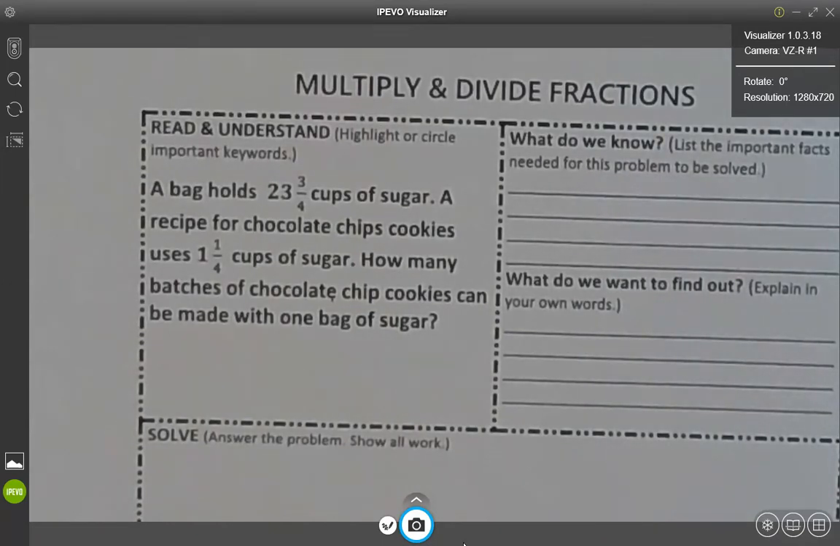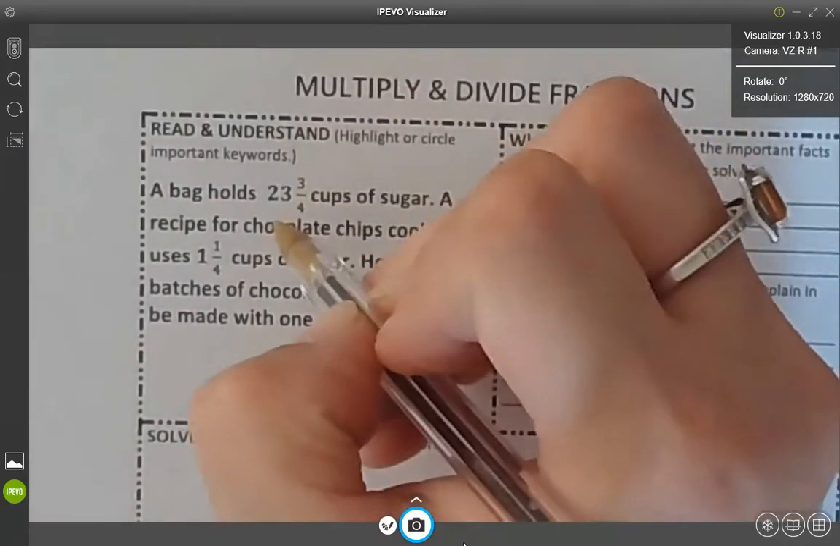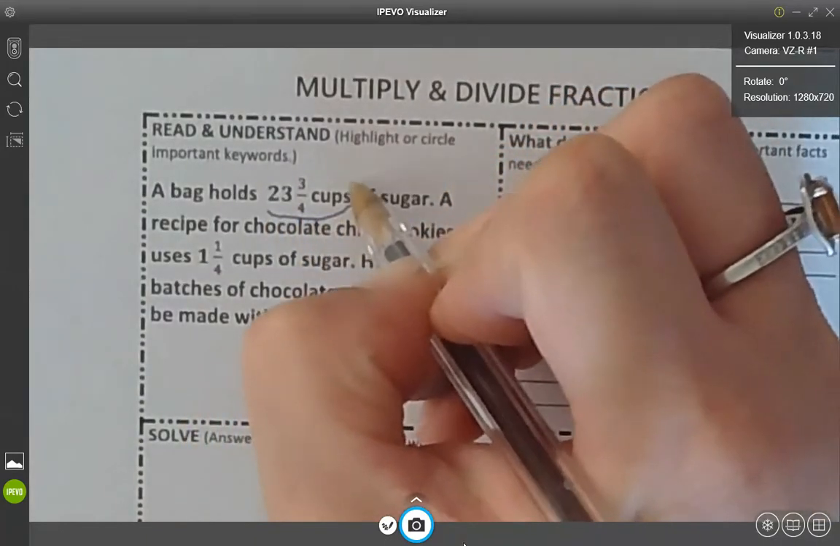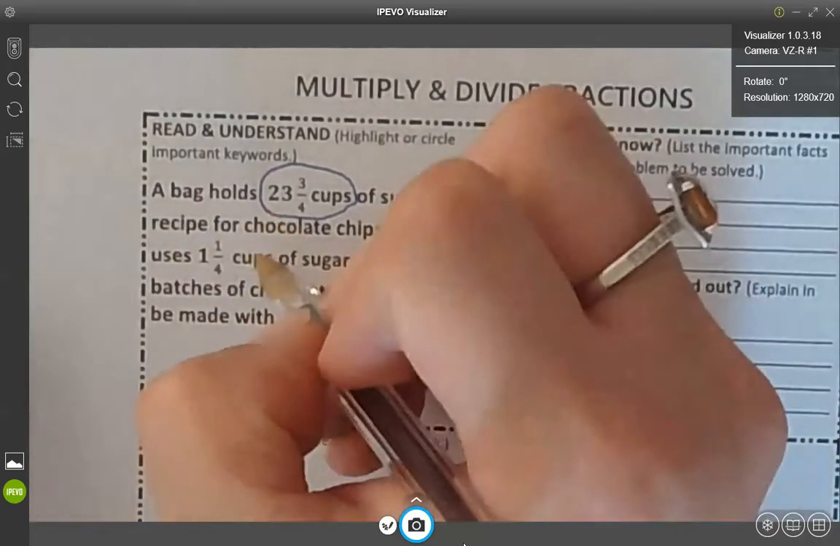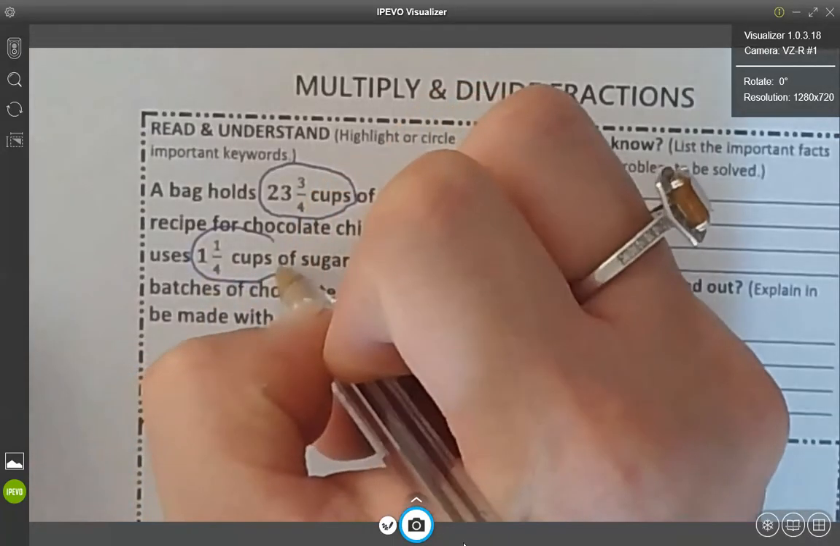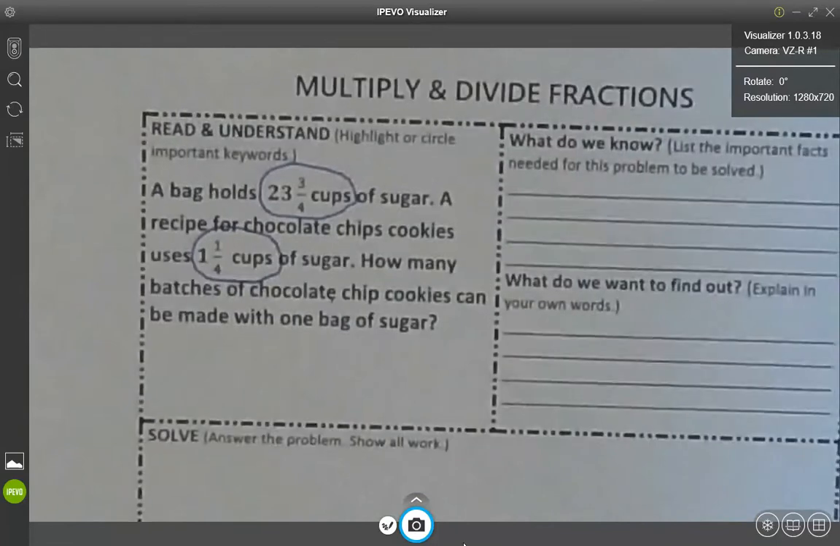Looking through that, what are some important numbers and their units that you think we need to know? Yep. So we would circle 23 and 3/4, and we would include the word cups. What else did we do? 1 1/4, and we would also include cups. Are there any other numbers? There are.